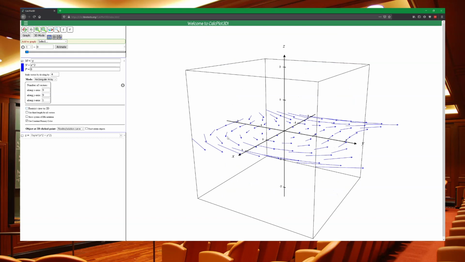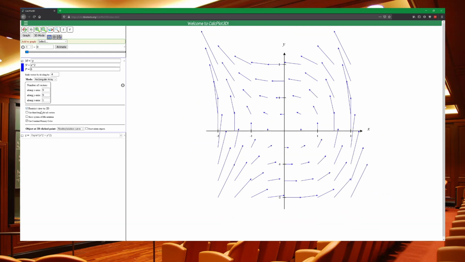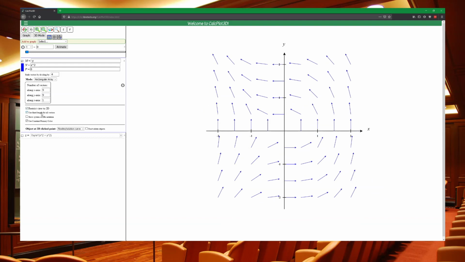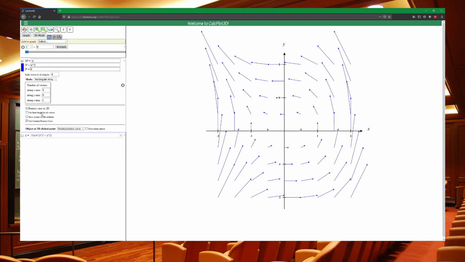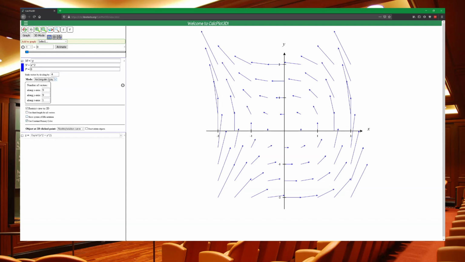You can restrict it to 2D or view it in 3D. You could set it to use fixed length, let's say we just care about direction and not the magnitude. And then we don't want that real quick. And then you can change the number of vectors, etc. But here you can get a sense of what's happening.